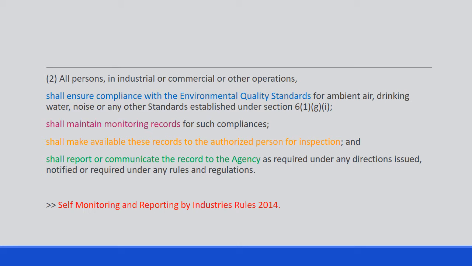Section 11, Clause 2 requires that all entities, such as a person or industry, shall ensure compliance with environmental standards, shall maintain or document environmental records, shall show these records to an authorized person for inspection, and shall communicate the record to Sindh Environmental Protection Agency. Hence, this sets the tone for the Self-Monitoring and Reporting by Industry Rules 2014.